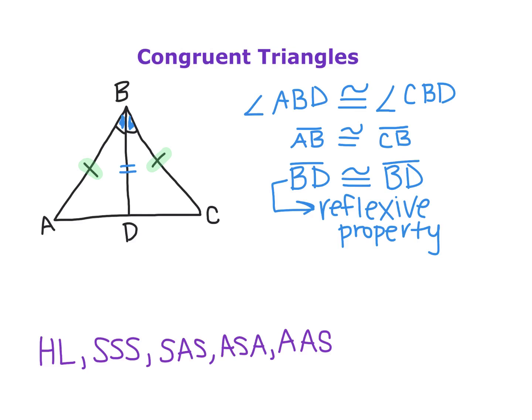Okay, so now when I'm looking at my triangle, I have to decide, is there a postulate here that I could use to say that these triangles are congruent to each other? So I'm going to first name these triangles. I'm going to say triangle ABD is congruent to triangle CBD. When you're naming these triangles, you want to make sure that the letters are matching up correctly. Angle A is matching up with angle C, and angle B is also matching up with B, and then D is down at the bottom. So you want to make sure that you're writing them correctly.